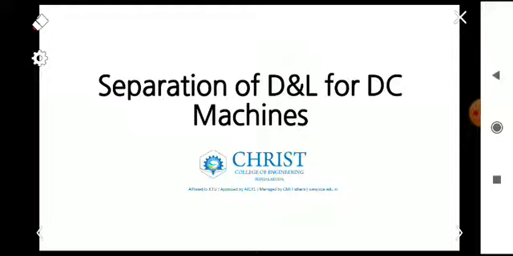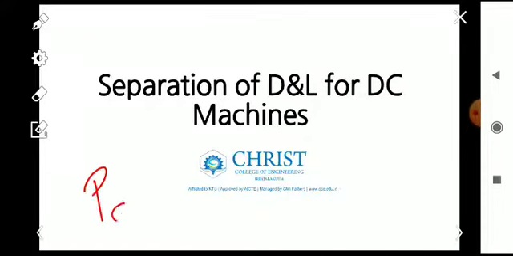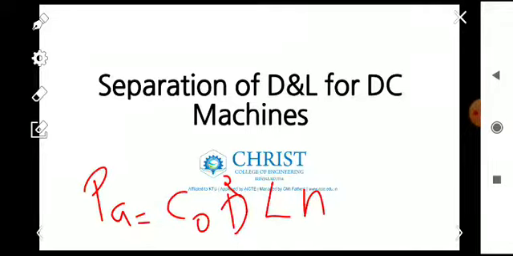So how can we separate D and L from the output equation? In the case of a DC machine we know that Q is equal to C0 D square L N. In the question itself we will be given the value of Q, and we can find the value of C0 and the value of N. So we will get a value of D square L from this equation, and for separating D and L from D square L we have to use some points.